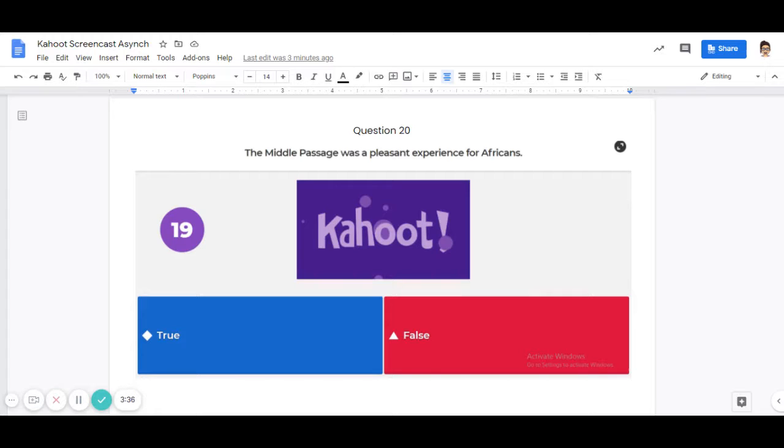Many of them, they said, this isn't worth it. Some of them jumped off the ship. Some of them were tortured and thrown off the ship. It was not a pleasant experience.